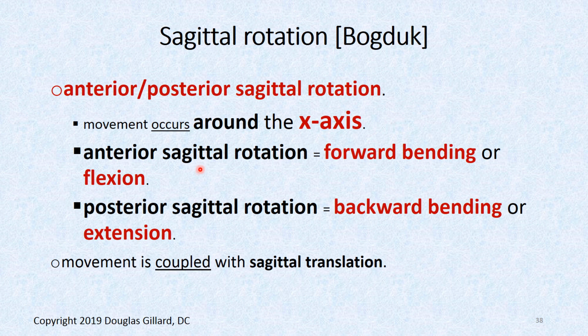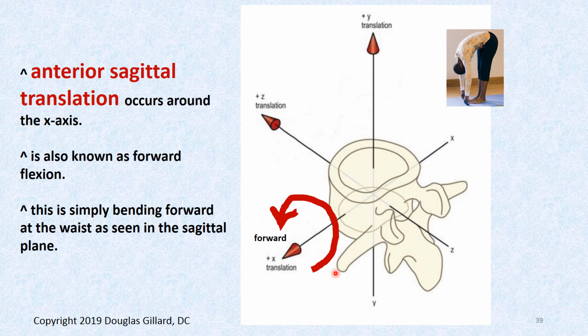So anterior sagittal rotation is a forward bending or flexion. Posterior sagittal rotation, AKA backwards bending or extension. And again, we said this movement is coupled. Actually, it creates sagittal translation, so the two are coupled together. But this is the instigating motion. So bend forward at the waist, fancy way to say that is anterior sagittal rotation. And you can see how it rotates around the x-axis.